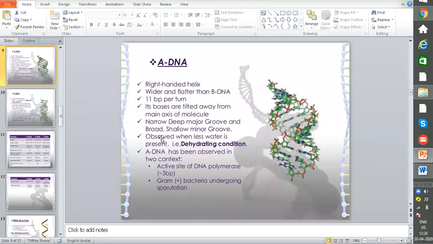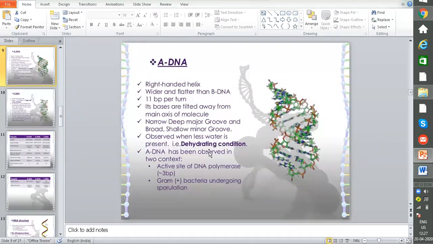So here also we have two grooves, the major groove and the minor groove. The major groove is narrow and deep. And the minor groove is broad and shallow.